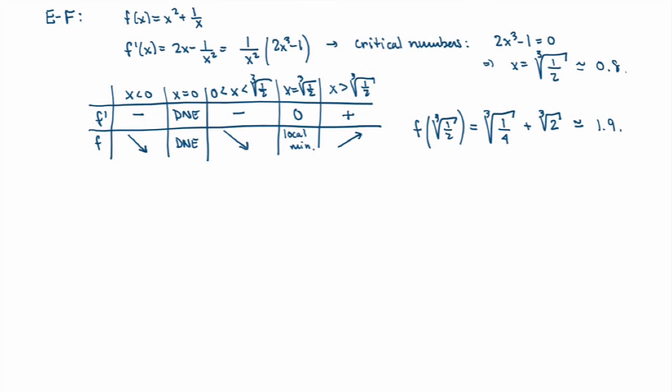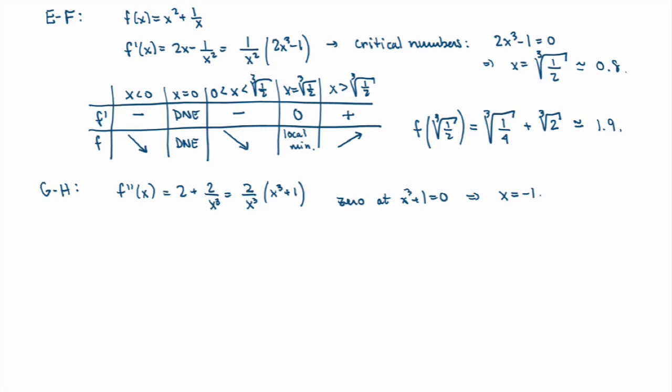And finally, I can study the second order derivative. So this is steps g and h in my method, which is about concavity of the function and inflection points. So I calculate the second order derivative. I get 2 plus 2 over x cubed, which is the same as 2 over x cubed times x cubed plus 1. And now I want to find the zeros of that function because these will separate the different regions of positivity for f double prime. So there's a single zero of this function here, which is at x cubed plus 1 equals 0, whose unique solution is x equals minus 1.